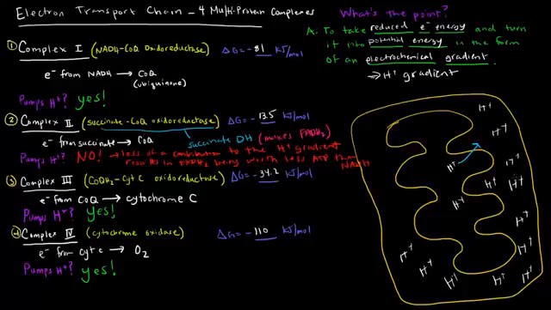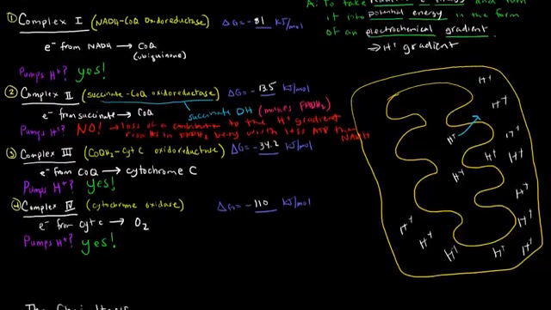Now, once these H pluses begin to flow back down their gradient, that's going to release energy, and we're going to use and harness that energy to produce ATP. Specifically, ATP synthase is the enzyme that does that, and we'll talk more about that later.